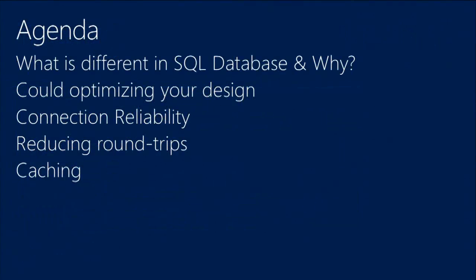So what we're going to talk about is what is different in SQL DB and why. It's also to some extent what is different in a hosted VM versus running SQL Server on the raw iron. Cloud optimizing your design. Connection reliability is a big deal. Reducing round trips, caching. So things that make your app work well in the cloud is really what we focus on. And we also start with the aspect of why things are different.